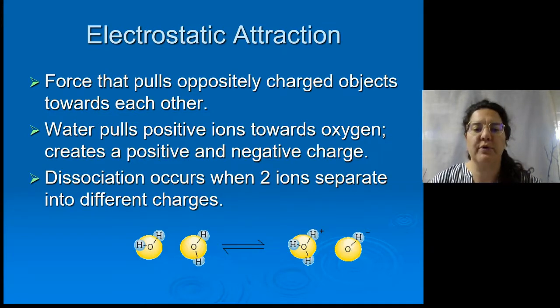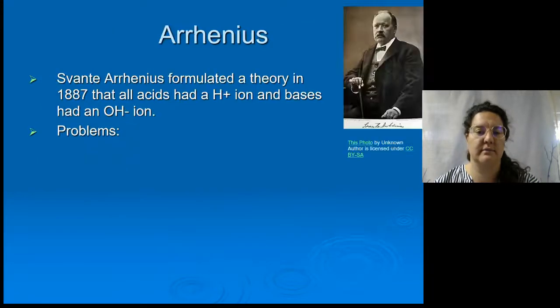So there's a force that pulls oppositely charged objects toward each other, and this is electrostatic attraction. So positive charges are attracted to negative charges. Water pulls those positive ions towards the oxygen end of the molecule, and hydrogen pulls the negative charges towards the positive end of the molecule. And then dissociation occurs when those 2 ions separate into different charges. And then once dissociation occurs, we now have an electrolytic solution.